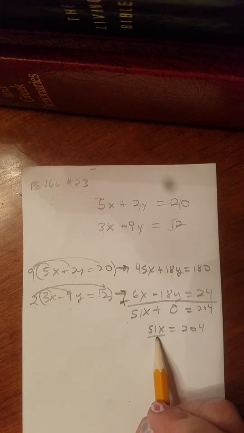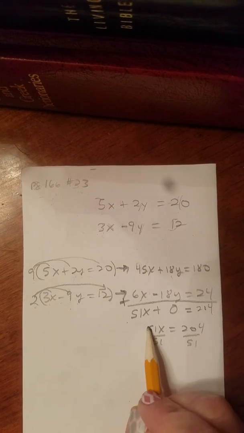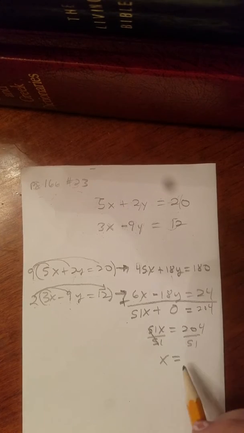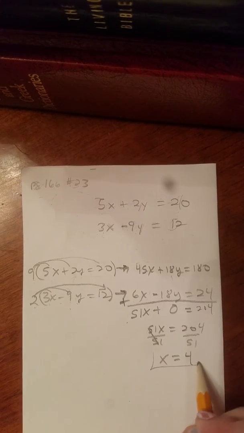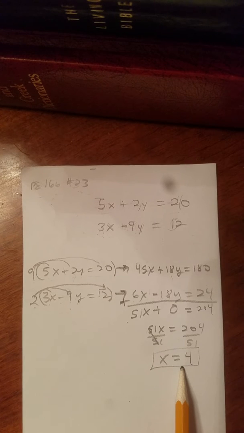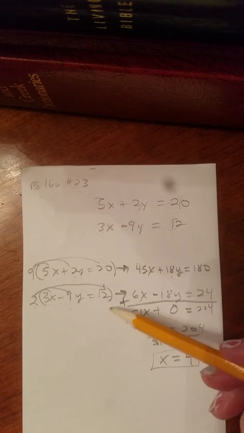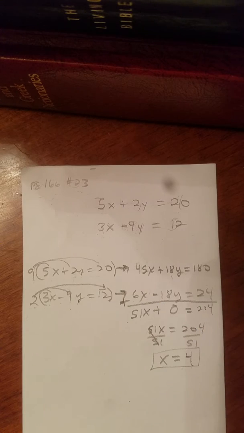I'm going to divide both sides by 51. This becomes 1. X equals 4 when you divide that out. All right. So I have one part of the solution, right? One part of the solution is 4. So I'm going to take this 4 and plug it into one of the original equations. It doesn't matter which one.